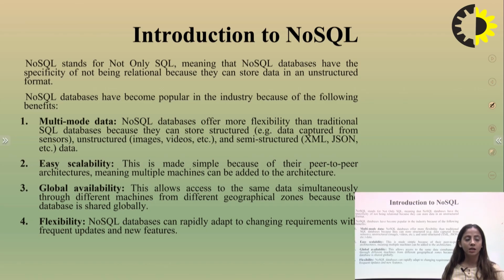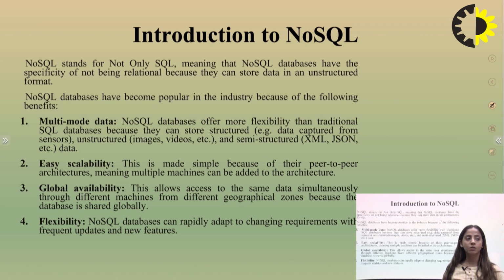Number one is multi-mode data. NoSQL databases offer more flexibility than traditional SQL databases because they can store structured data, for example data captured from sensors, unstructured data like images, videos, etc., and semi-structured data like XML, JSON data, etc.